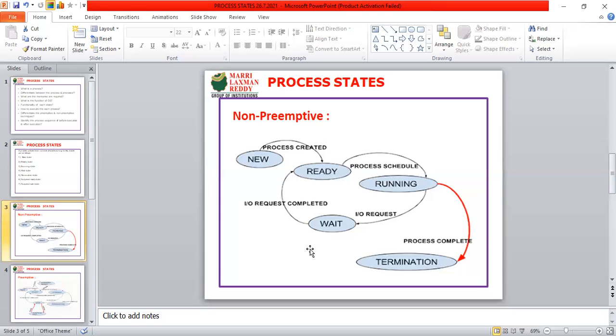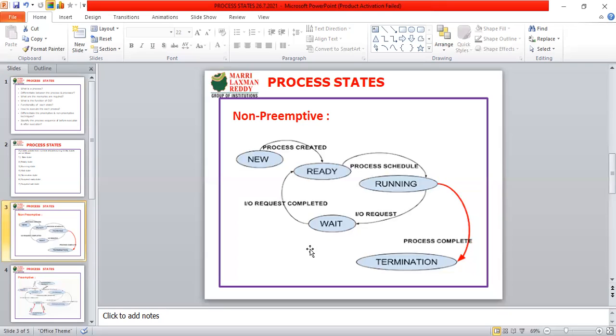How does the operating system decide? We use the process scheduler. The process scheduler schedules the processes: which process is allocated first, which process is allocated second. This allocation is the scheduling done by the operating system. To do the scheduling, different algorithms are used. The operating system decides which process is allocated to the processor.